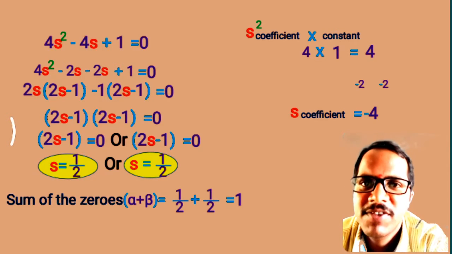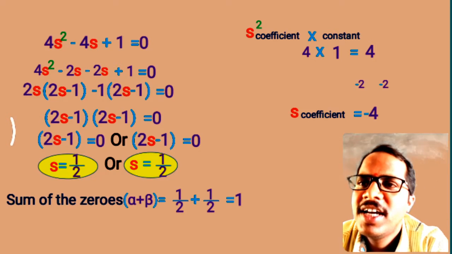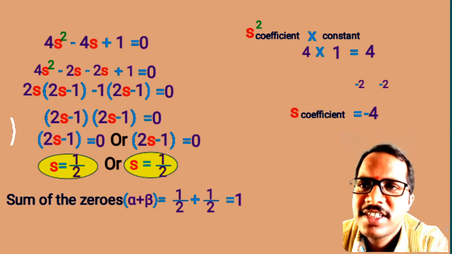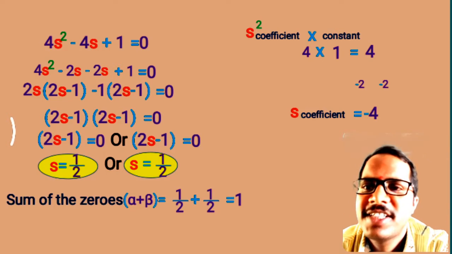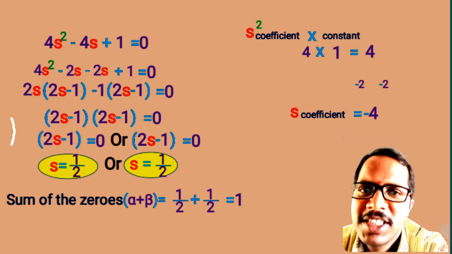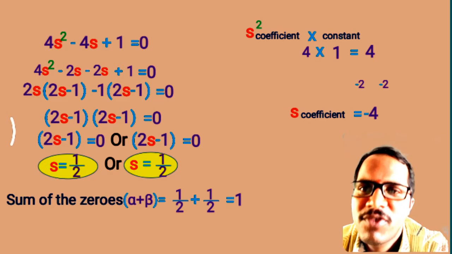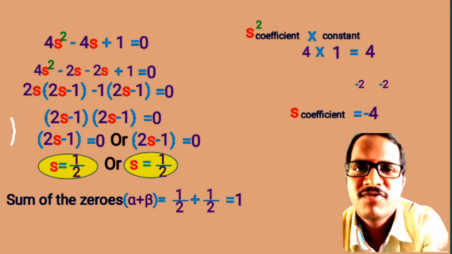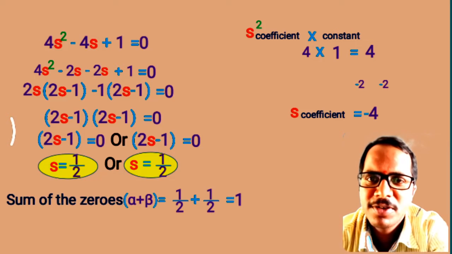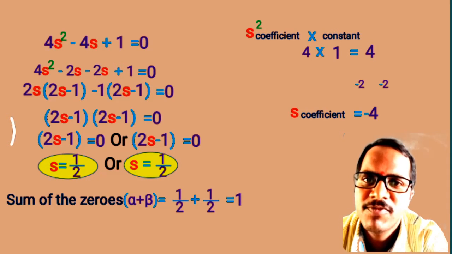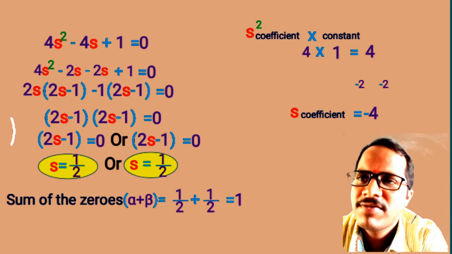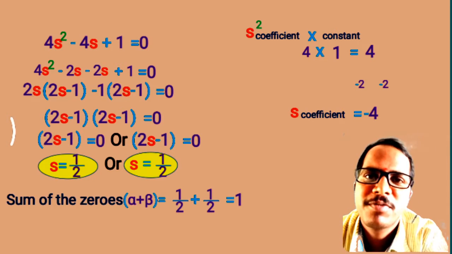But if we observe the given quadratic polynomial, here the x coefficient is minus 4, and the x square coefficient is 4, but here we get the sum as 1. That means here we do not get minus 4 by 4, we just simply get 1 as the sum of the zeros. That means we have to think of how we can express this sum, that is 1, in terms of minus 4 and 4.